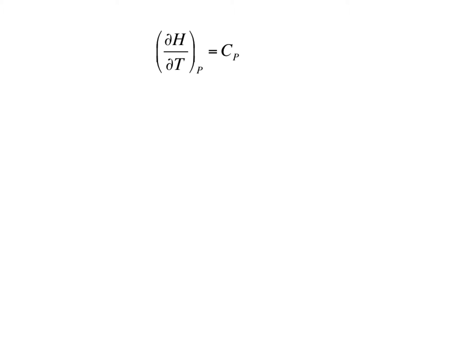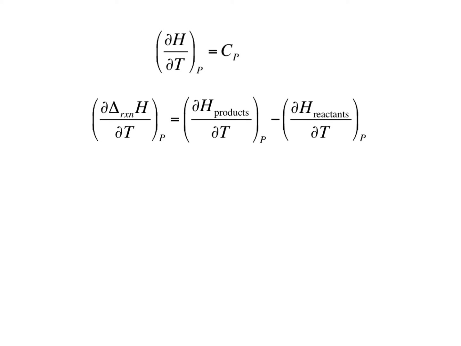Recall that in general, the derivative of enthalpy with respect to temperature is the constant pressure heat capacity. We are interested in how delta H changes with temperature, but the delta H of the reaction is simply the enthalpy of the products minus the enthalpy of the reactants. And so the derivative of delta H with respect to T is equal to the derivative of the enthalpy of the products with respect to T minus the derivative of the enthalpy of the reactants with respect to temperature.